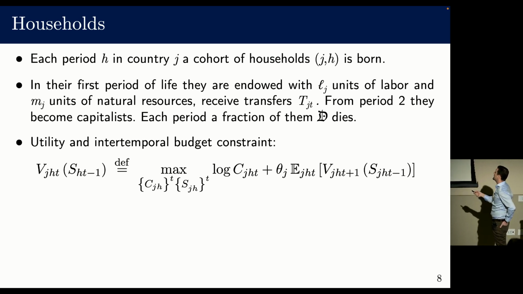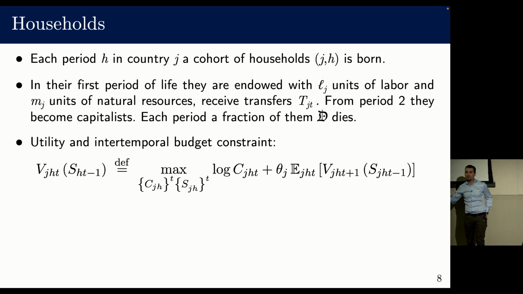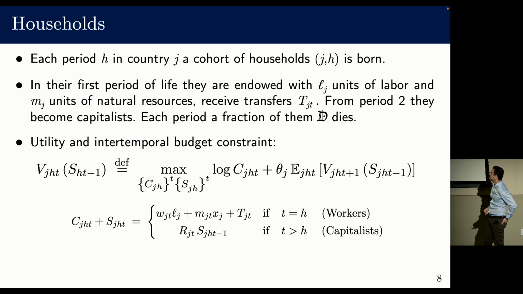There's going to be a discount rate, which is origin country specific, which is theta_j. What the agents do, they choose their path of future consumption and saving to maximize this utility, subject to a budget constraint. And so what's the budget constraint? For each cohort, we need that the consumption plus saving has to be equal to total income. So for the first period of their life, when these agents are workers, so when T equals H, their income is going to be given by labor income plus natural resource income plus tax rebates. From the second period onwards, so when T is larger than H, it's going to be capital income.